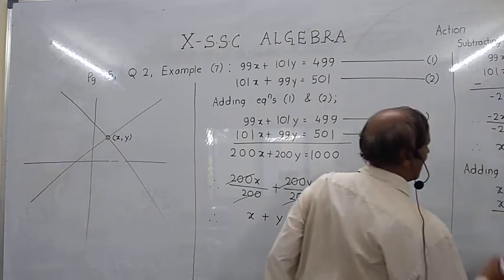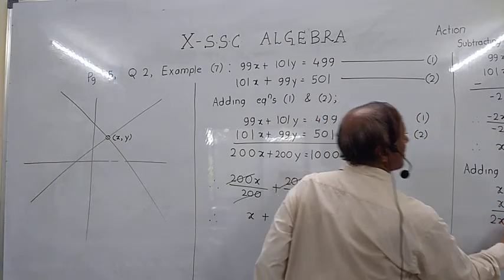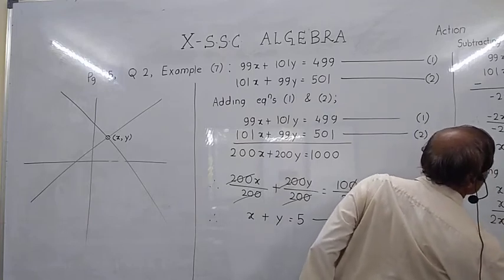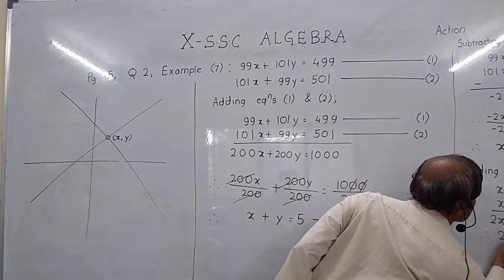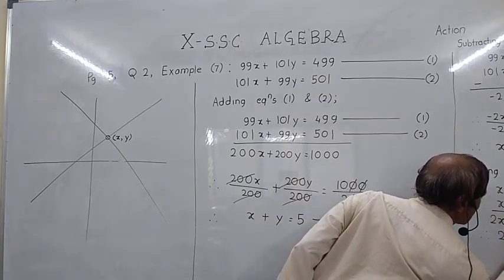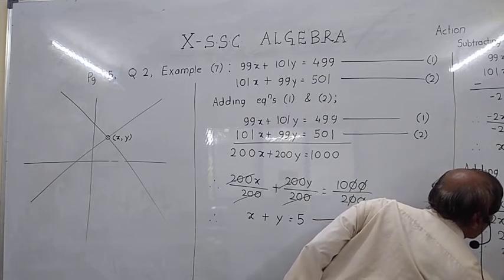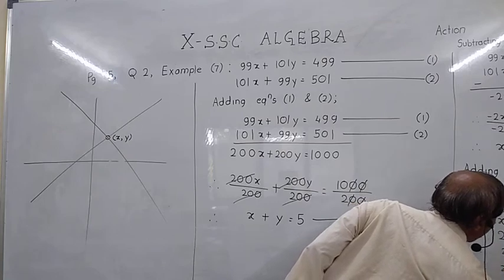And after adding, x plus x becomes 2x. Plus y minus y becomes 0. Is equal to 5 plus 1 becomes 6. Therefore, 2x is equal to 6. Therefore, x is equal to 6 by 2. Therefore, x is equal to 3.